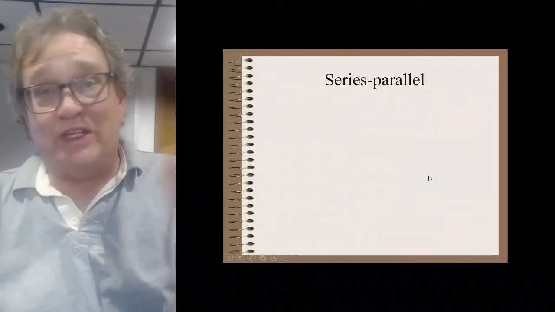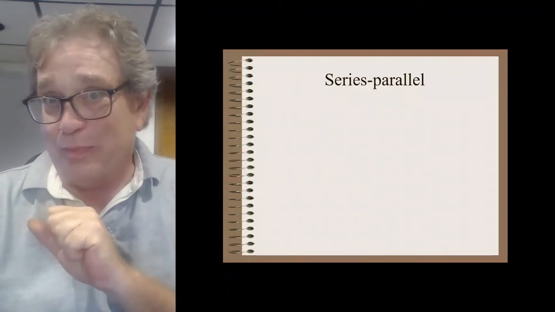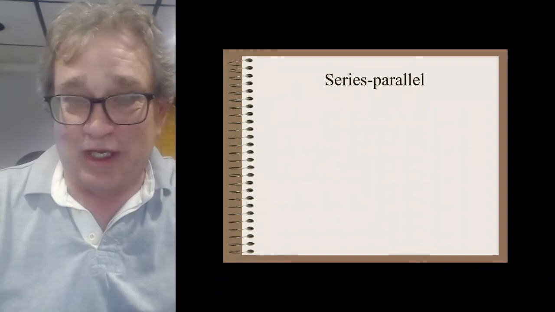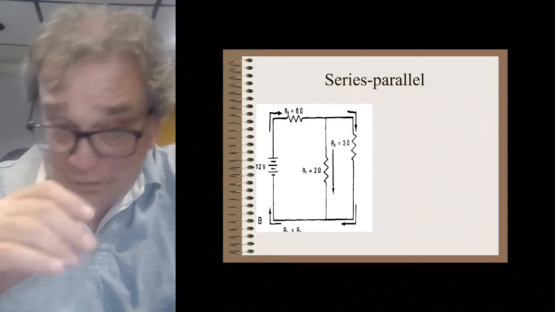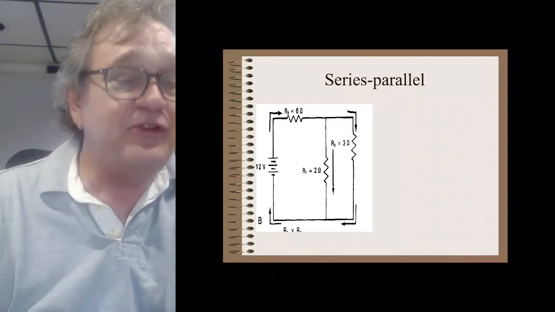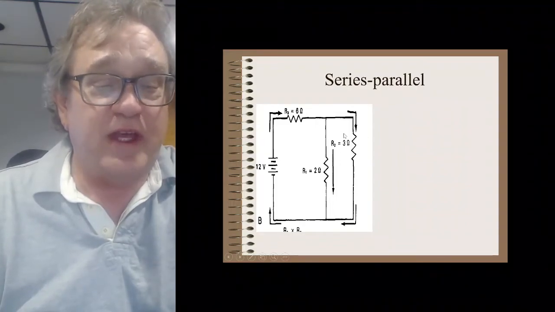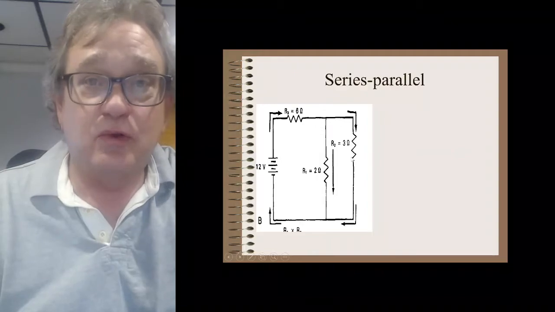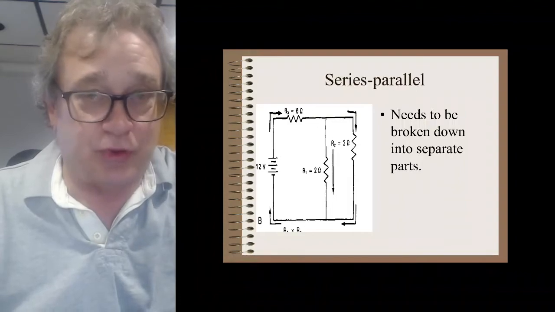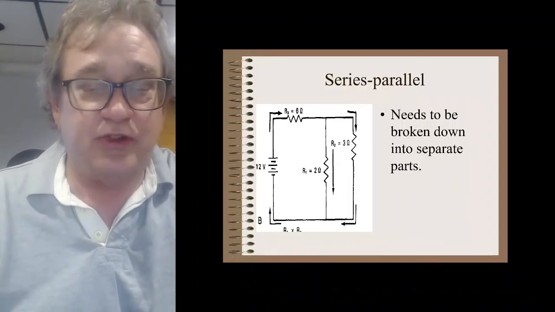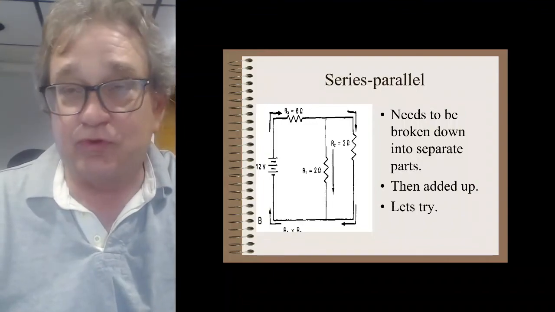Series parallel. These get a little funky. I'll run through it, but I'm kind of expecting to have to explain this again in class. So, looking at this one, you can see there is the 6 ohm in series with these two that are in parallel. We okay? All right. So we have to break this down into separate parts to make this workable. The easiest way is to break it down and then add them up. Let's give it a shot.